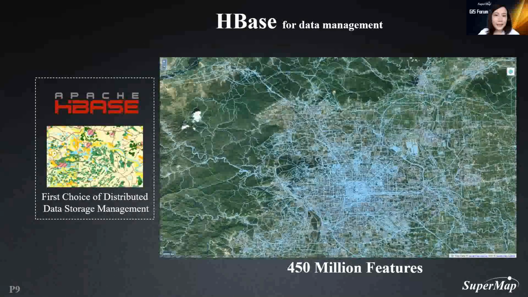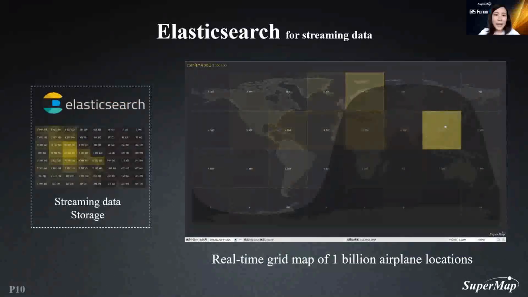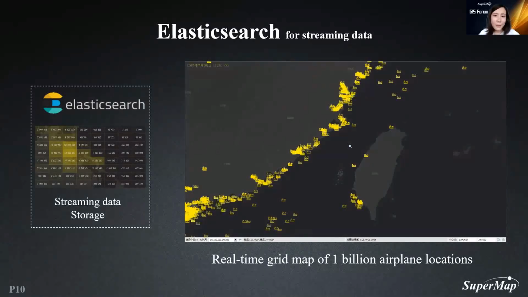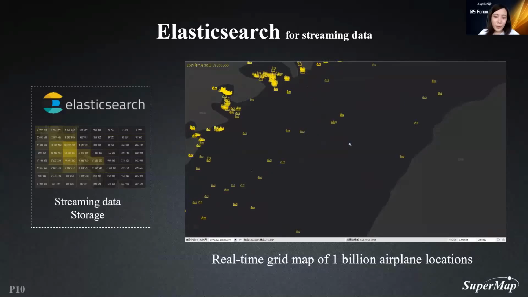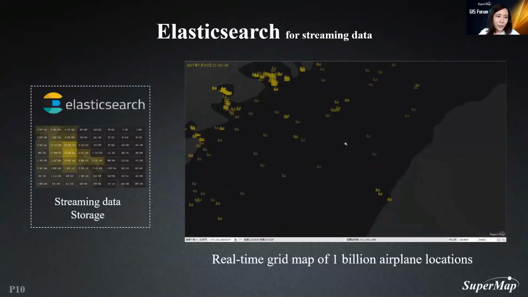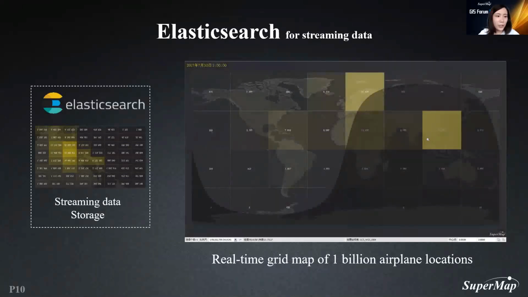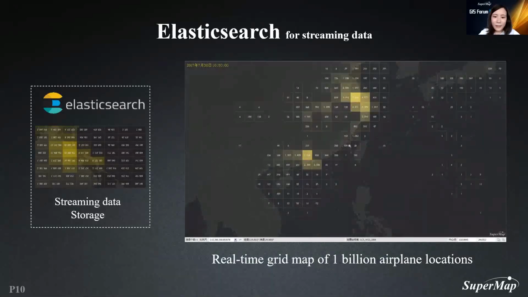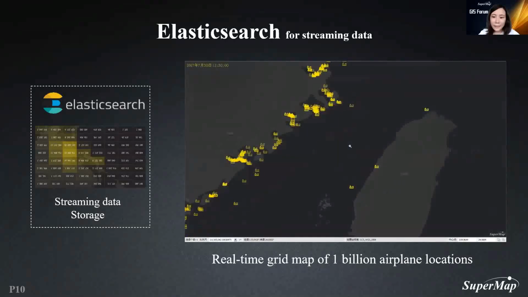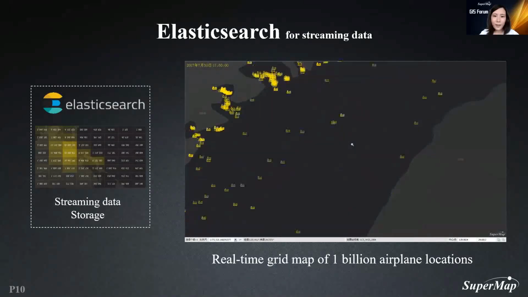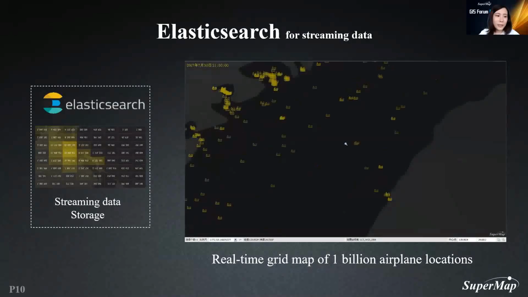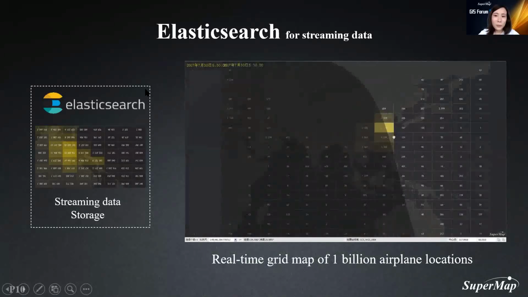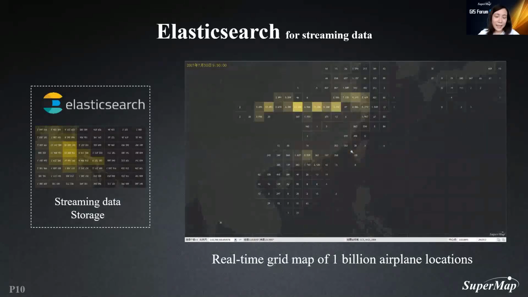And the second is Elasticsearch. Elasticsearch is a very good storage engine for dynamic data and also streaming data. Well, it has an advantage for instant aggregating, like here, a grid map of 1 billion airplane locations. It can react very quickly. So if you have a large amount of streaming data, we recommend Elasticsearch.